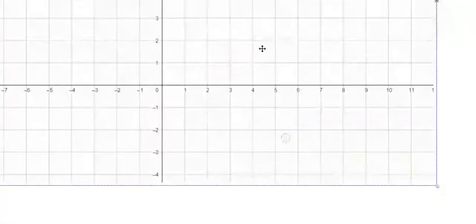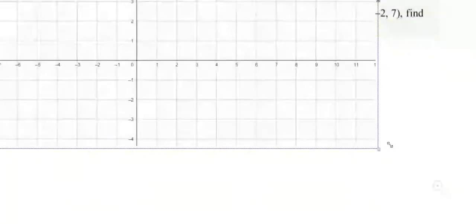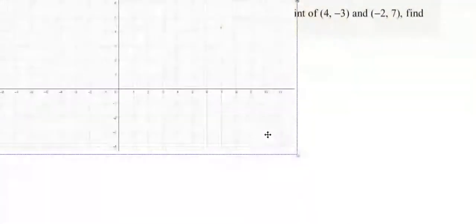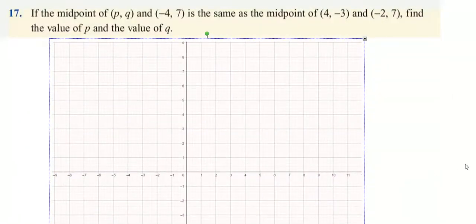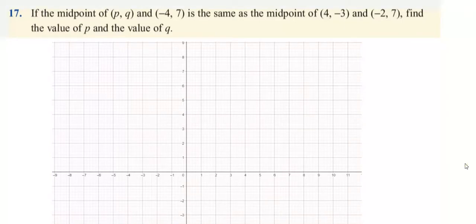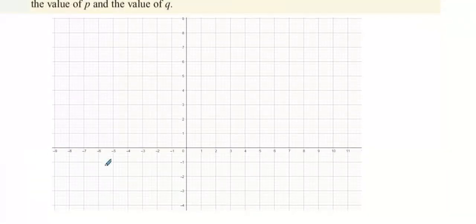Okay, what you're given is a couple of points, and you're told their midpoint is the same. The midpoint of P, Q and 4, 7 is the same as the midpoint of 4, minus 3 and 2, 7. Now, first of all, where's 4, minus 3? 4, minus 3 is located there. Where's 2, 7? 2 across, and where do you think the midpoint is?